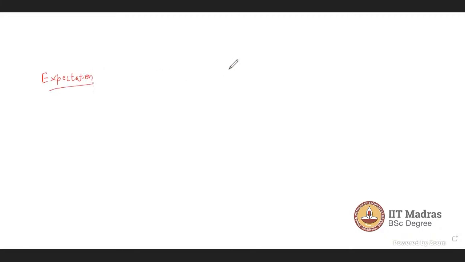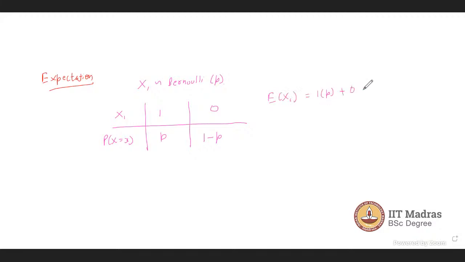Okay, let's start with Bernoulli. Suppose x1 follows Bernoulli with p, right? So x1 can take value 1 if I get success and 0 if we get failure. Probability of getting a success is p, and for failure it's 1 minus p. You can easily compute the expectation of it, right? It is nothing but 1 times p plus 0 times 1 minus p, right? Simply p.